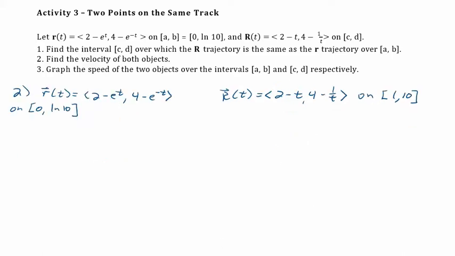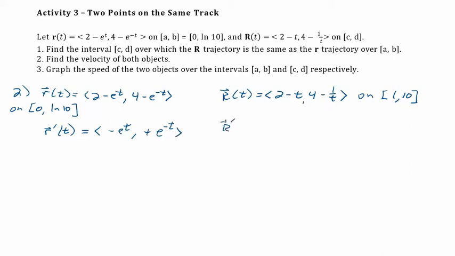So if you recall, the velocity is found by taking the derivative of the position vector. So we're going to take the derivative of r of t. So that's going to give us negative e to the t. Derivative of 2 is 0. Derivative of 4 is 0. And then we have minus e to the negative t, but we have to use our chain rule and take the derivative of the opposite of t, which is -1. So if we multiply that, we're going to end up with a positive there.